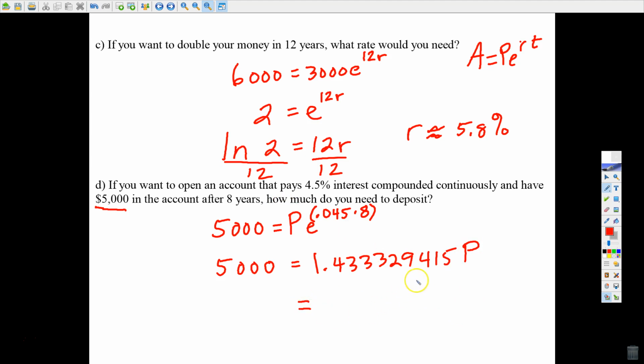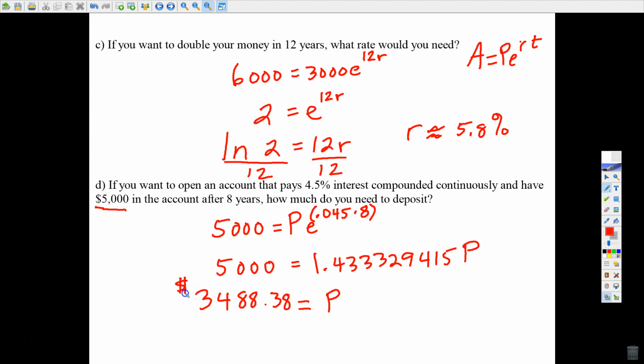Okay, so it's probably pretty obvious now how we're going to get P solved for. We're going to do 5,000 divided by this long decimal. I would just go ahead and put all of that in, and then we'll round in the end if necessary. 1.433329415, and that's 3,488, and this is an amount of money invested, so we'll round it to the nearest penny.